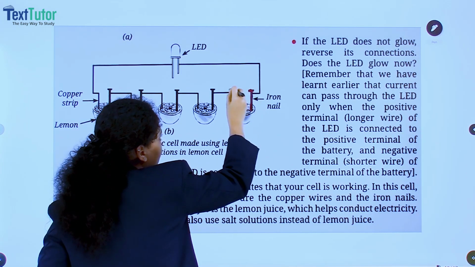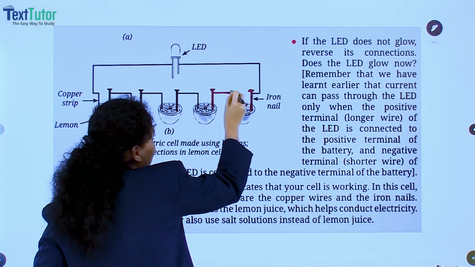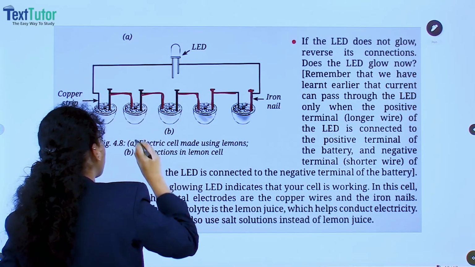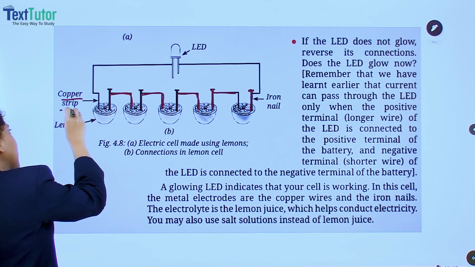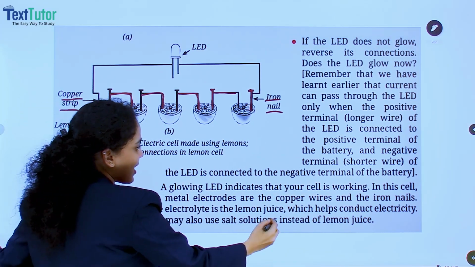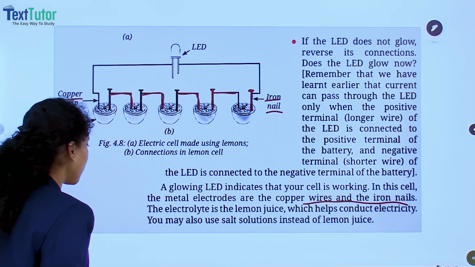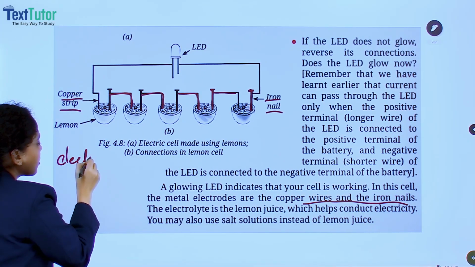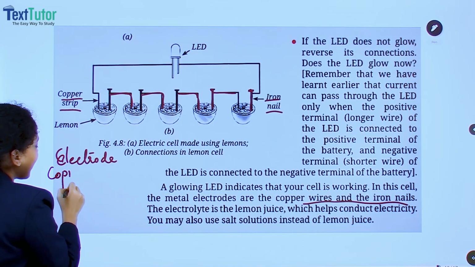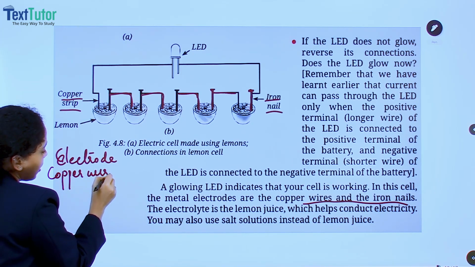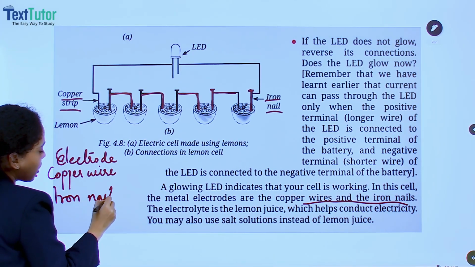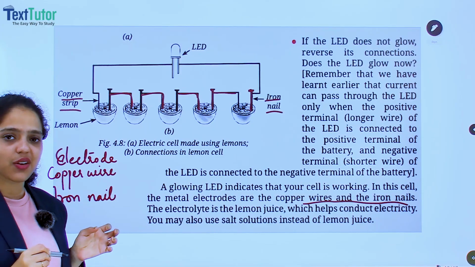This is the iron nail, and we are connecting this iron nail with the copper. So there are two electrodes. One is copper, this copper strip, and the other is the iron nail. So our electrodes are copper wire and iron nail. Then, for constructing a voltaic cell, we need an electrolyte.